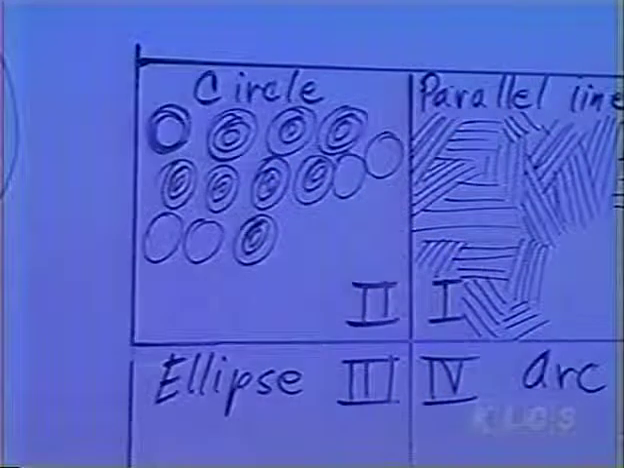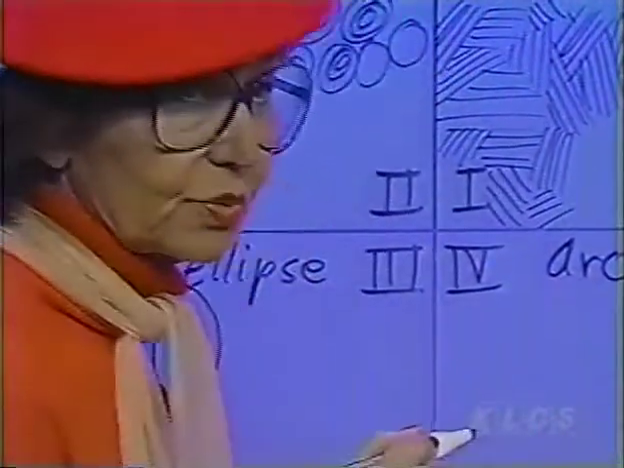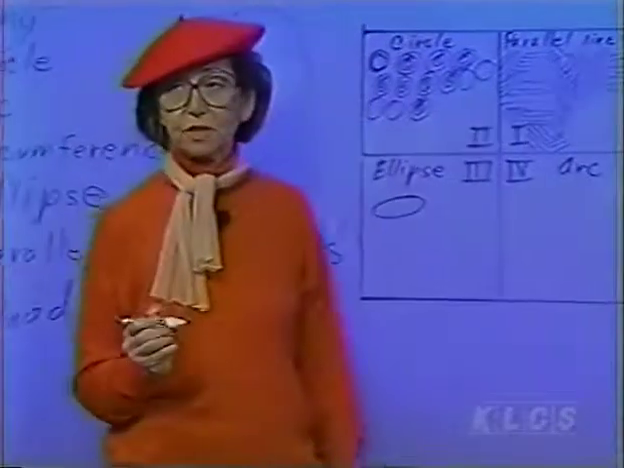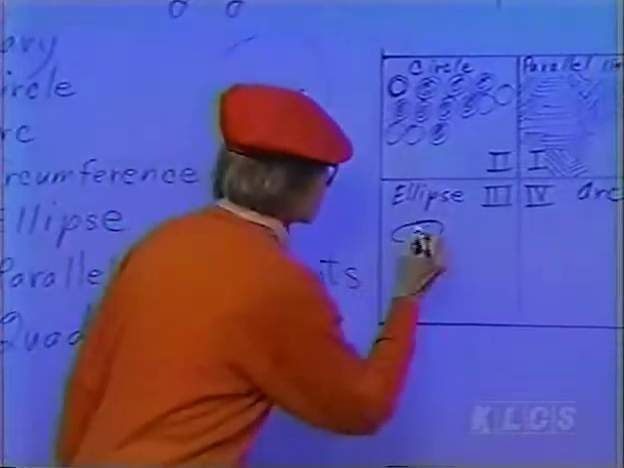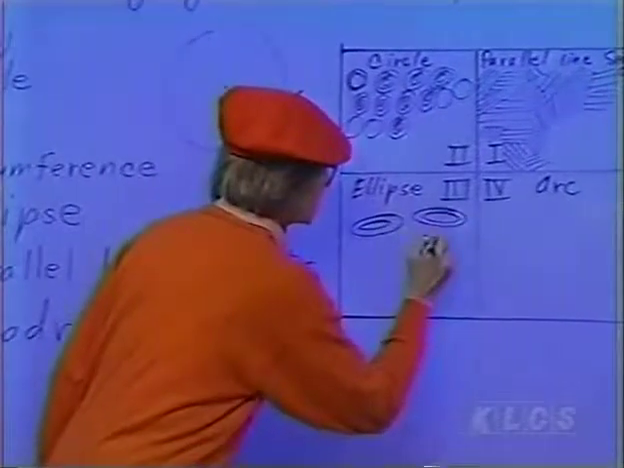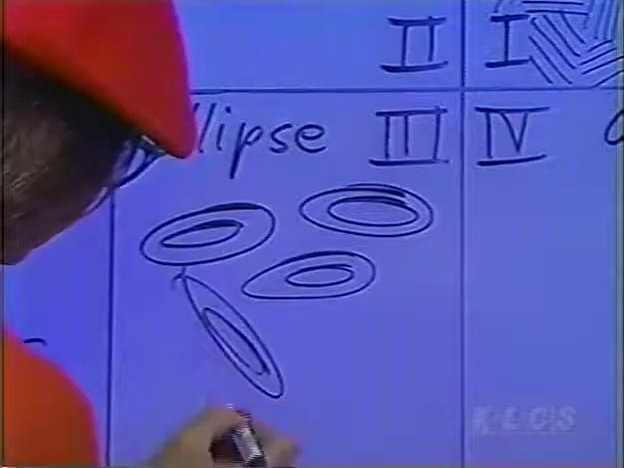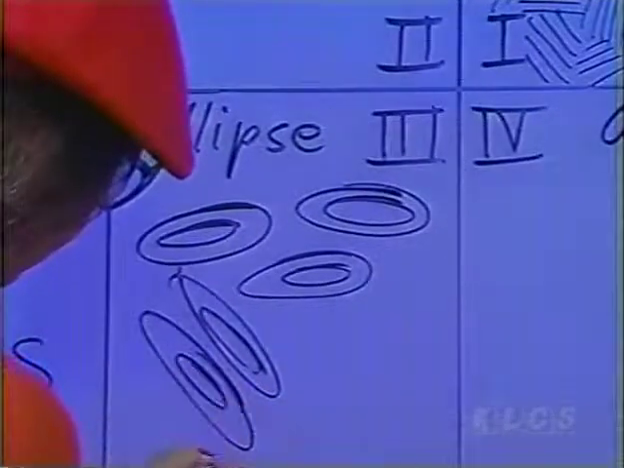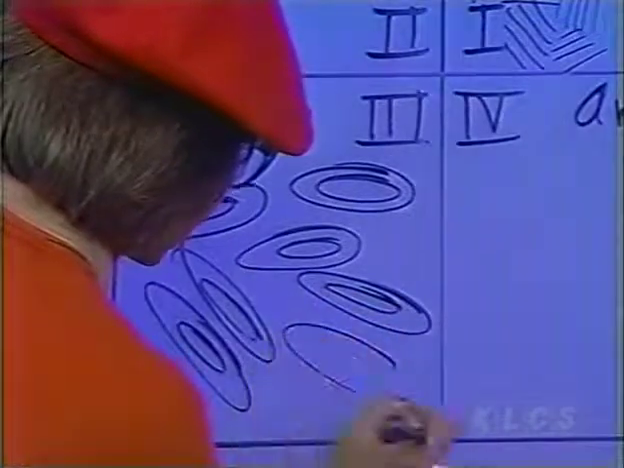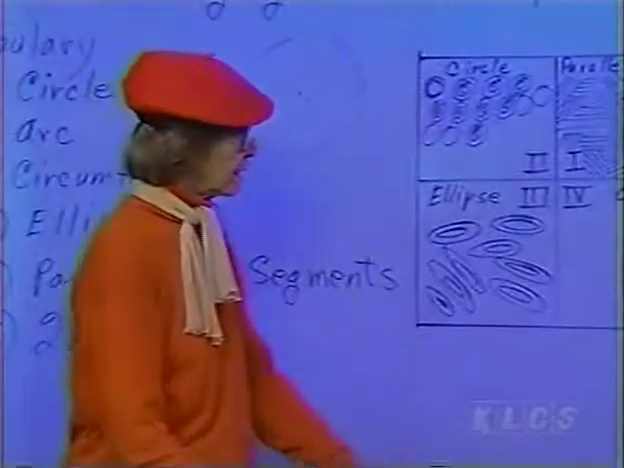Now we're going to go to the third quadrant. We're going to make ellipses. It's easier for me to draw this way, so I'm going to look this way, okay? An ellipse. Okay, it's a squished circle. Put ellipses inside of ellipses, and straight ones, crooked ones. This is what the ellipse looks like. Fill up the entire quadrant with ellipses, and do it freely and very easily.